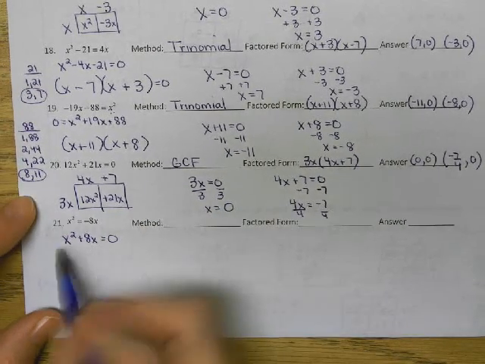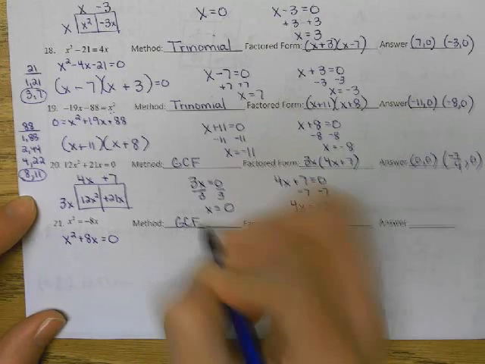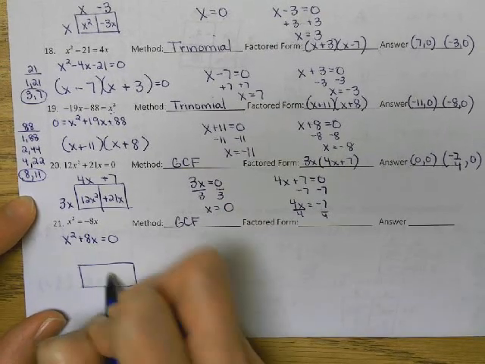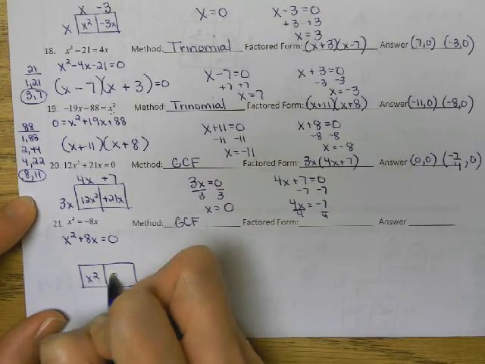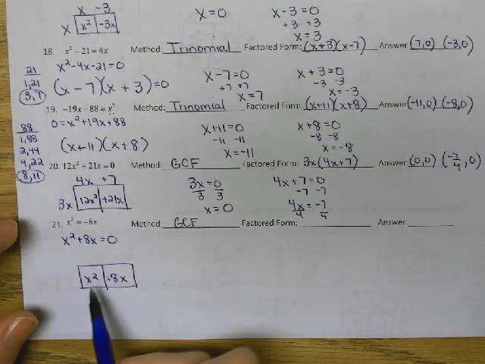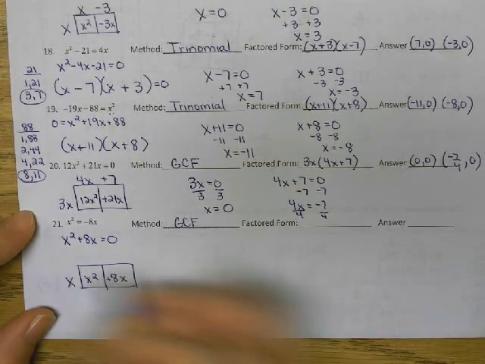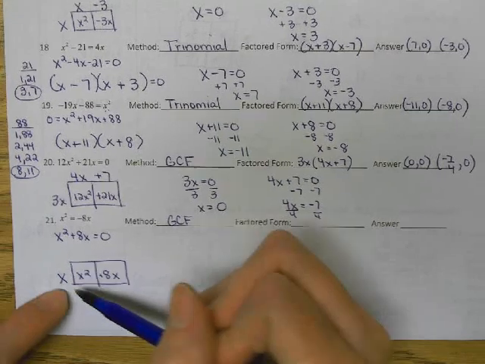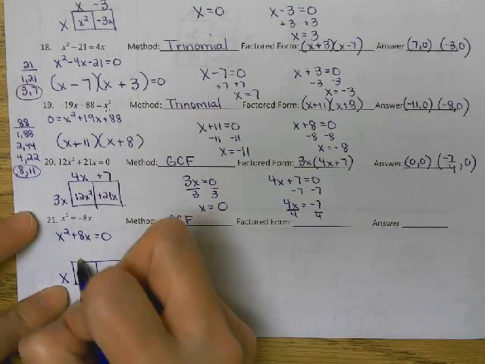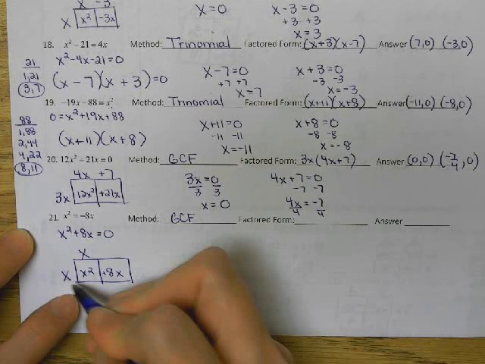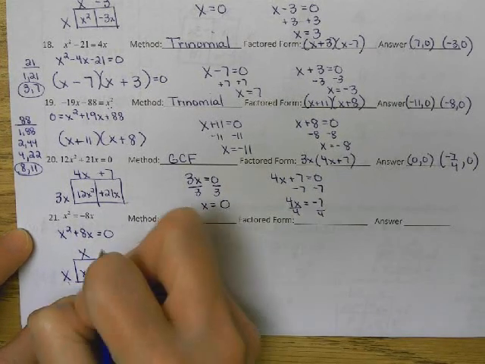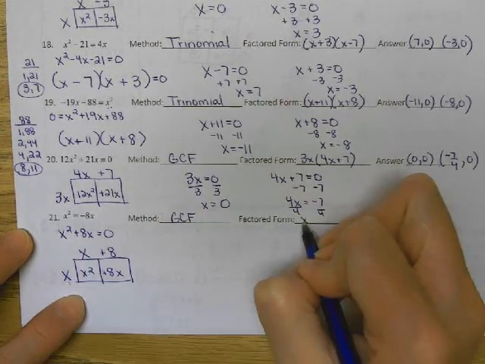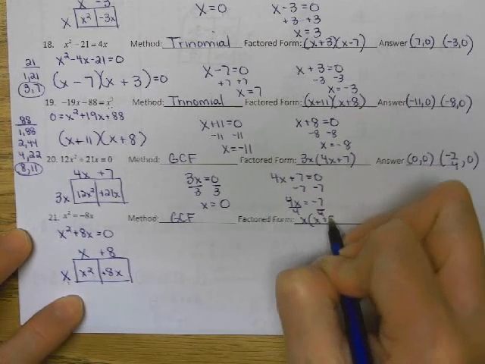2 terms. They both have an x. So GCF. Draw in our box. So I have an x squared and then 8x. So what do an x squared and an 8x both have? An x. What would I need to multiply an x by to get an x squared? X. And what would I need to multiply an x by to get an 8x? 8. So x plus 8.